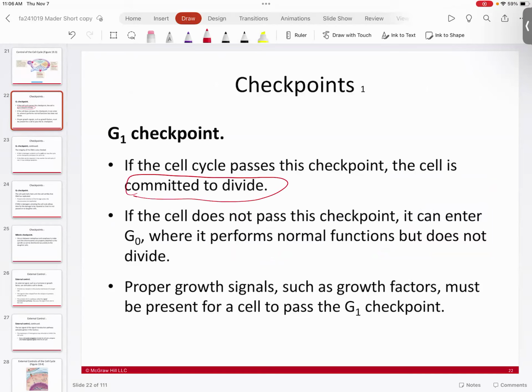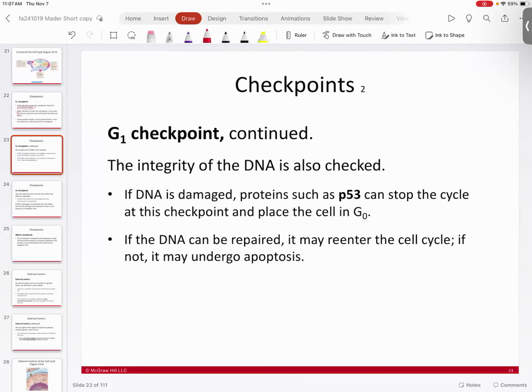So if you don't pass this checkpoint, then you go into your functional state, right? That's just where you do your thing. However, if you do go through this checkpoint, then you're going to be committed to the rest of the cell cycle. So then, at this particular point, even though you haven't gone through replication yet, you can check to see if there's any damage in your DNA, proteins, if there's anything abnormal in the cell, for instance. It's kind of a check for normalcy.